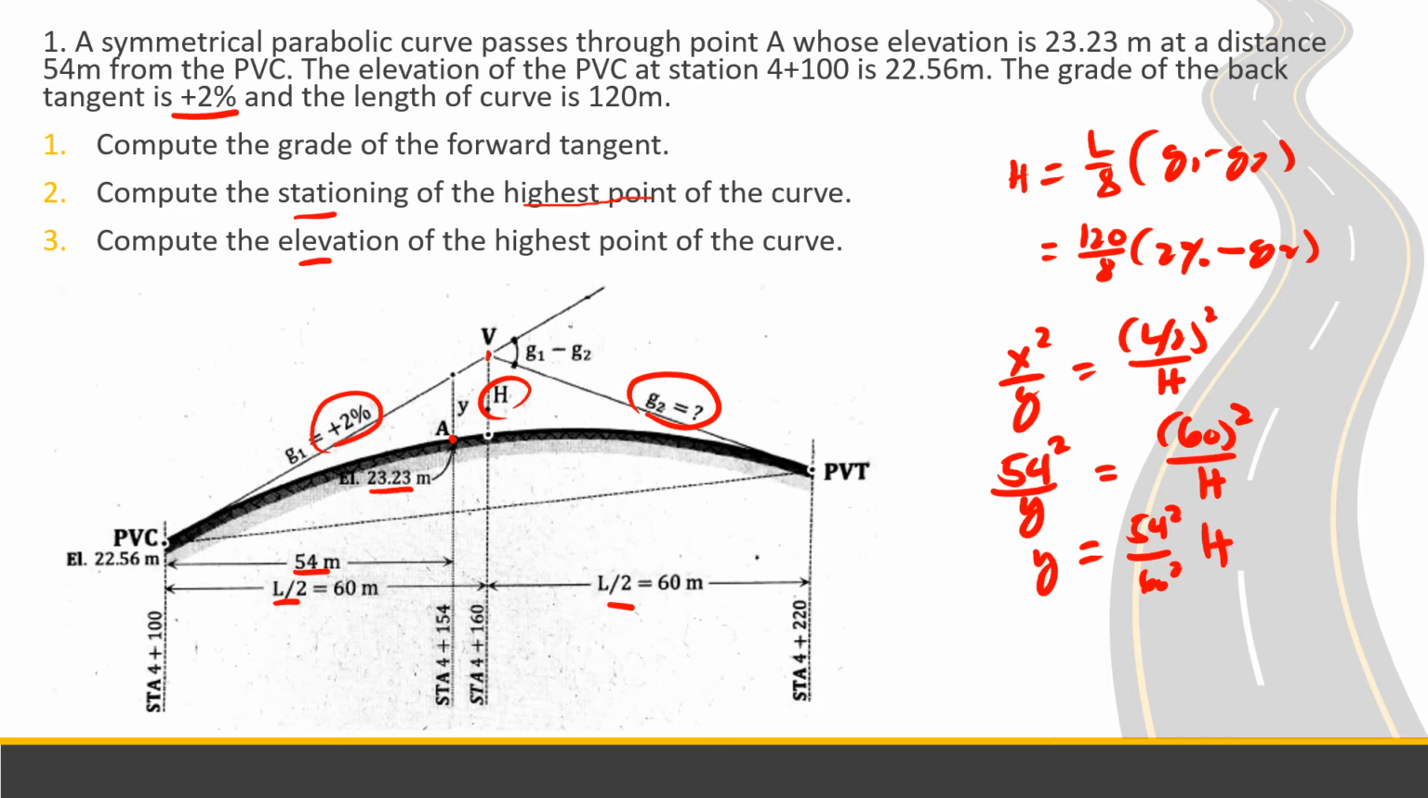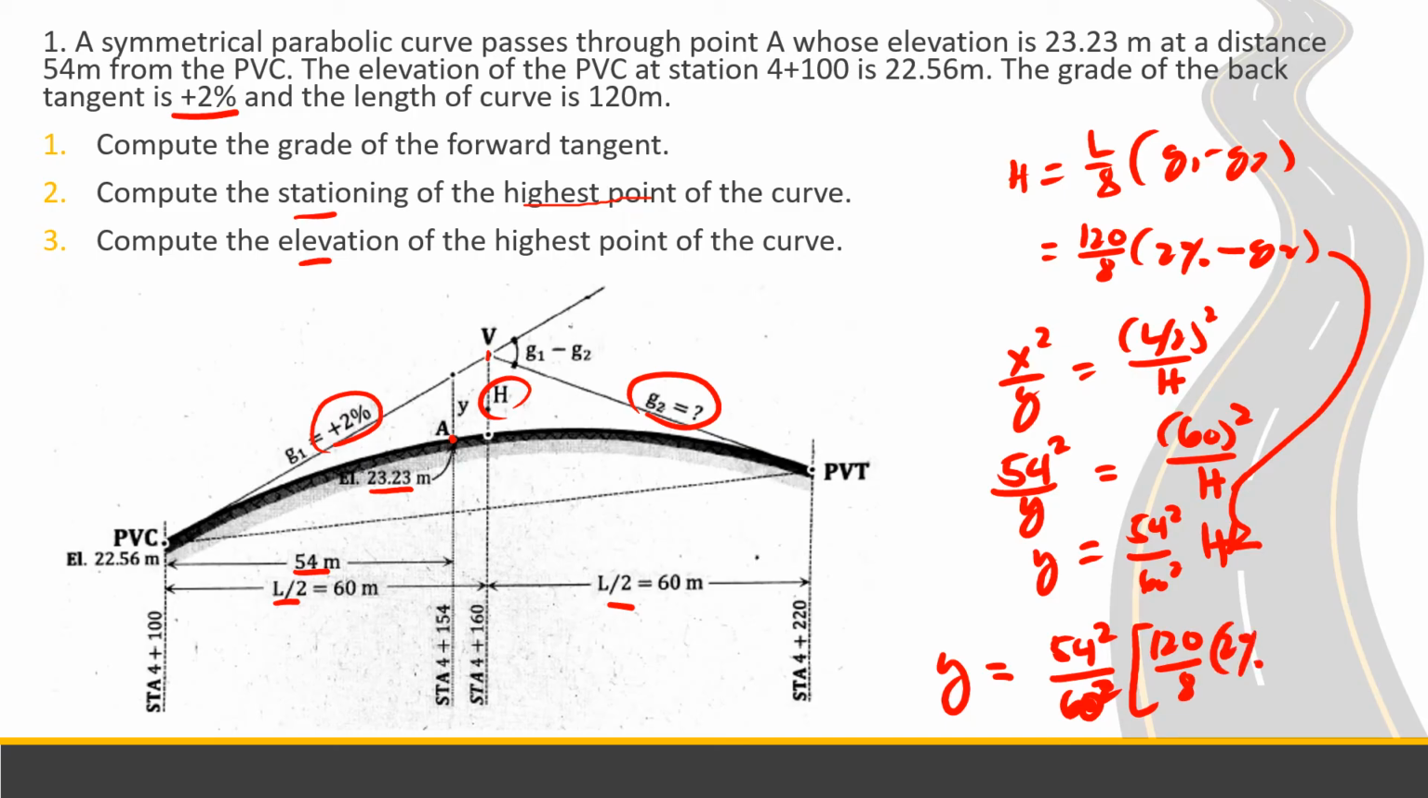So substituting the value of h here, we will have y is equal to 54 squared over 60 squared, multiplied by 120 over 8, times 2% minus G2. 2% is 0.02, but we will use it in percent form so it is not too long.